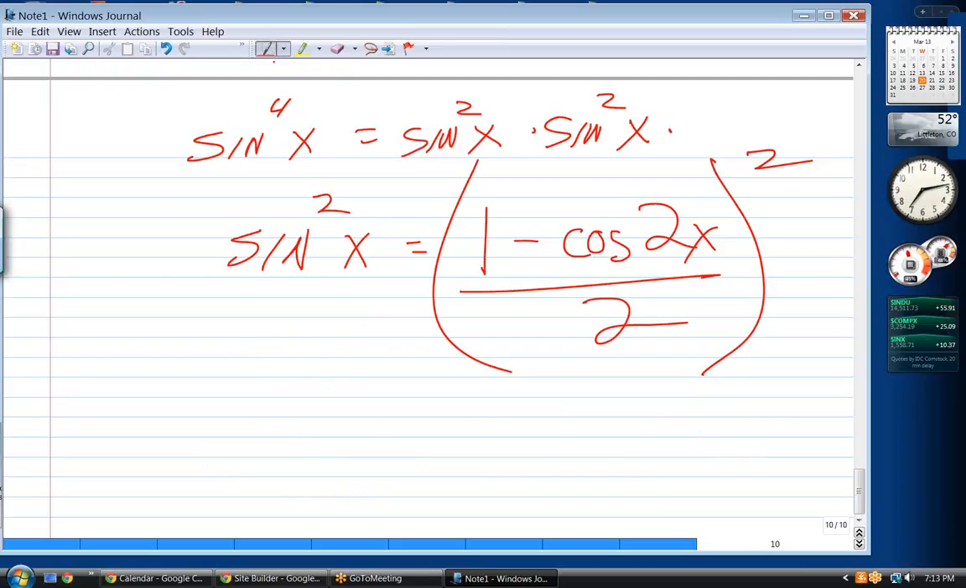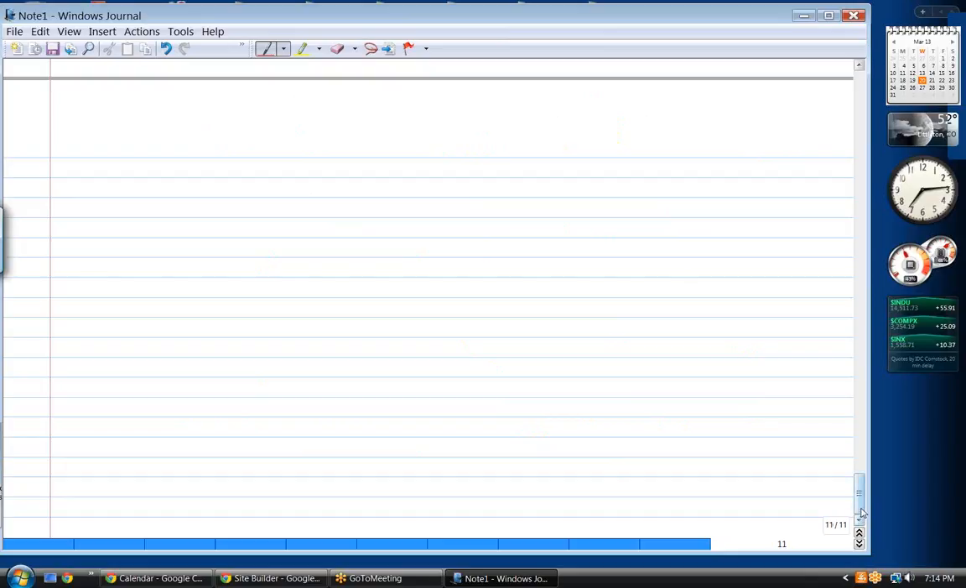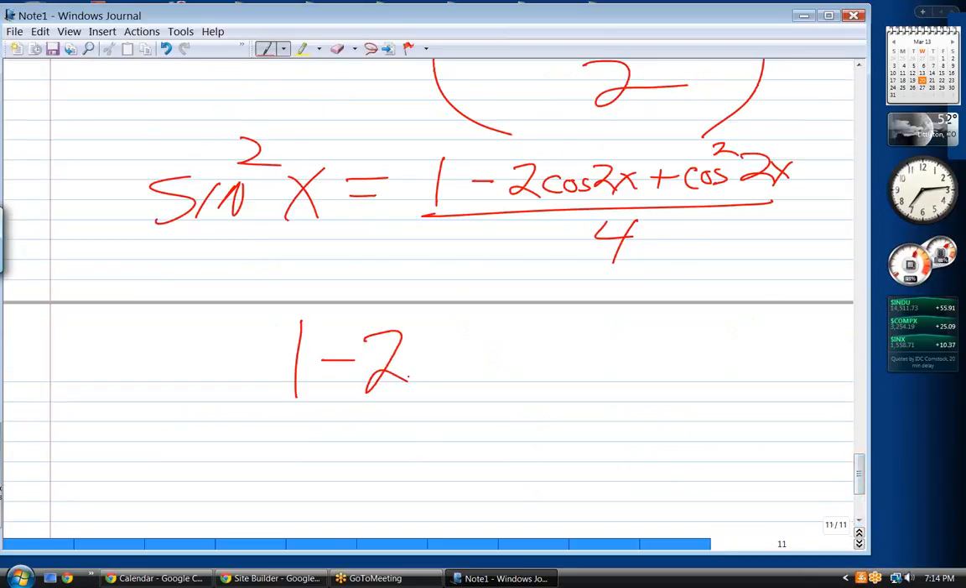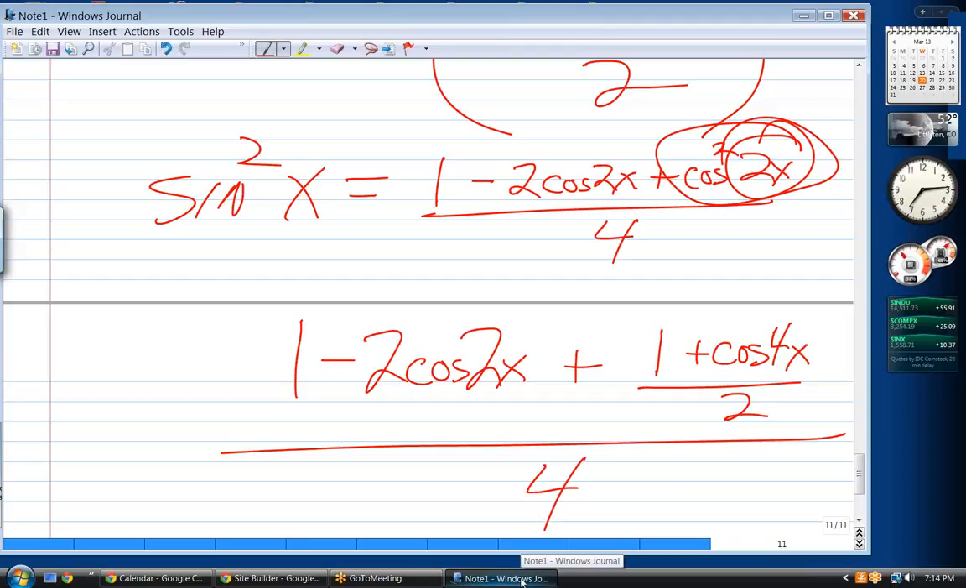And we get, all right, let's see, this is 1, let's just square the top and square the bottom. Squaring the top gives me 1 minus 2 cosine 2x plus cosine squared of 2x all over 4. You with me? Now we're going to apply the cosine squared. So now we got 1 minus 2 cosine of 2x plus, well, what's that? That is 1 plus cosine of double this angle, so that's 4x over 2, all over 4. So that's what sine to the 4th of x is equal to.